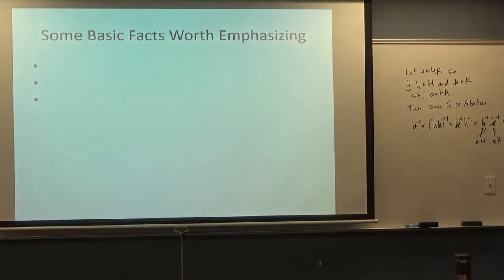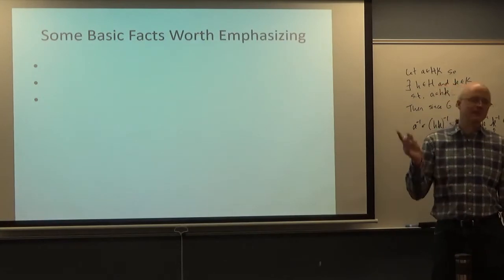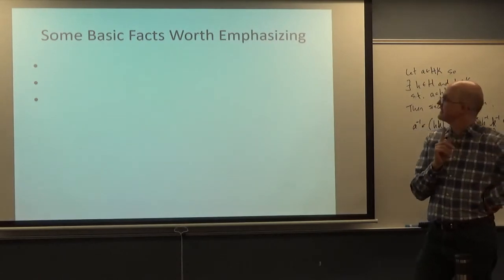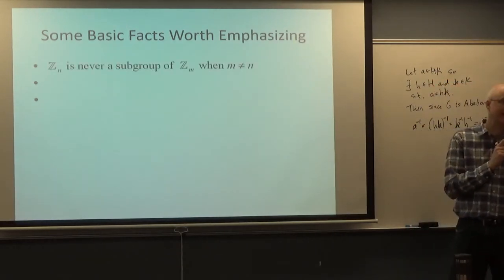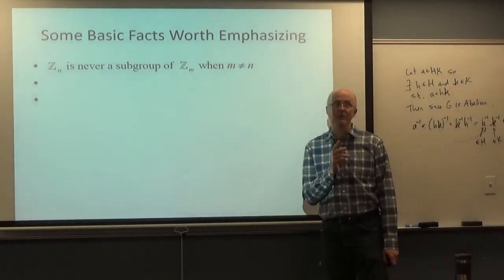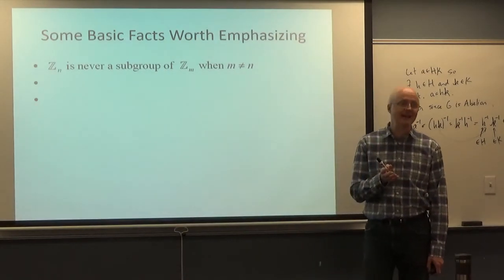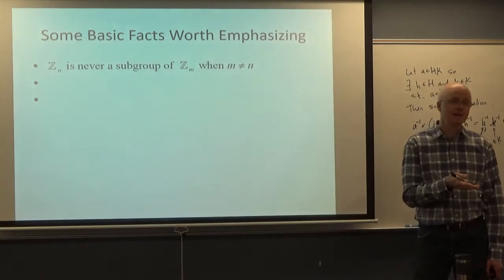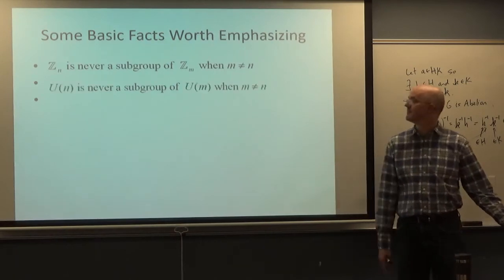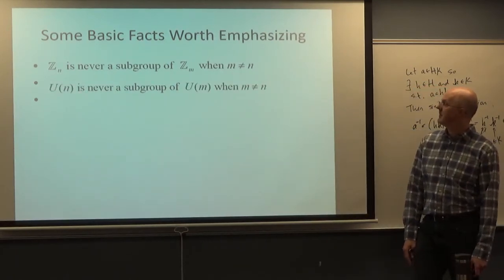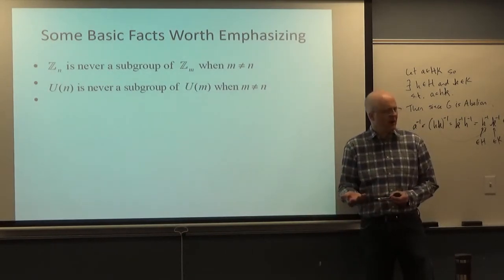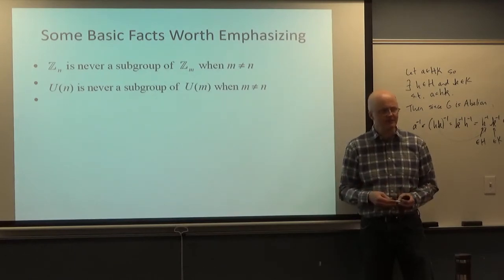Oh, I did want to say one more thing, one more slide before we do that. This does include some things about cyclic groups. Before we get into cyclic groups, here are some basic facts that are worth emphasizing. I've already said this before. Zn is never a subgroup of Zm when m and n are different. Even though if m is bigger than n, Zn is a subset of Zm, it's not a subgroup. The operations are different. Un is never a subgroup of Um when m and n are different. Once again, the operations are different. Also, Un is not always a subset of Um either.